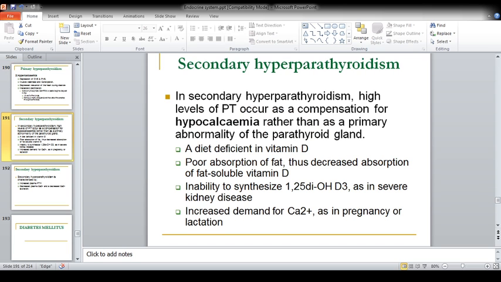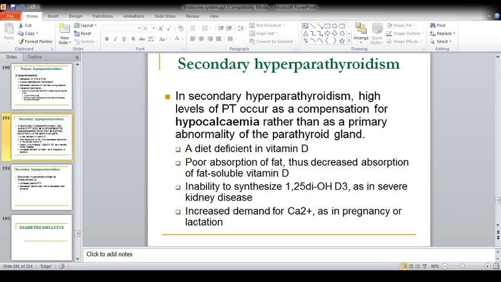Secondary hyperparathyroidism is when there is high level of parathyroid hormone occurring as a compensation for hypocalcemia rather than as primary abnormality of the parathyroid gland. So there is decreased calcium in the blood. That is why parathyroid hormone is being produced more and more from the parathyroid gland. There is no abnormality, no tumor in the parathyroid gland. A dietary deficiency of vitamin D would cause decreased calcium and increased parathyroid hormone. Poor absorption of fat, thus decreased absorption of fat soluble vitamin D would cause the same.